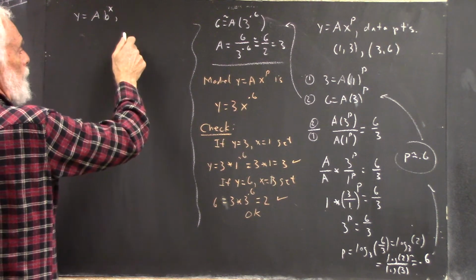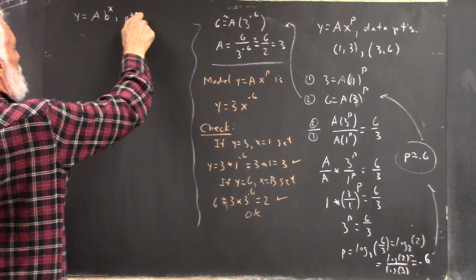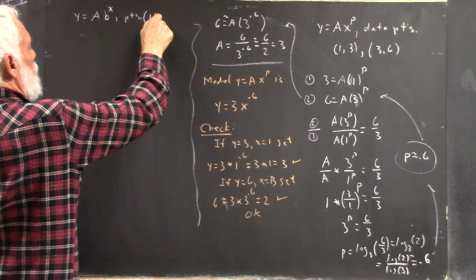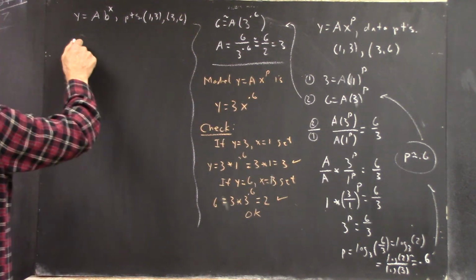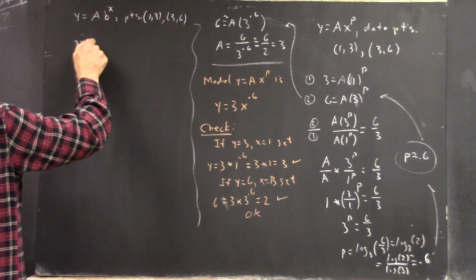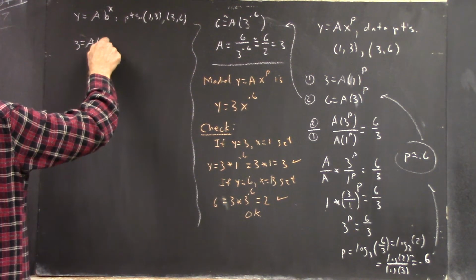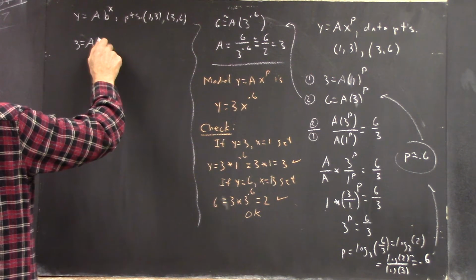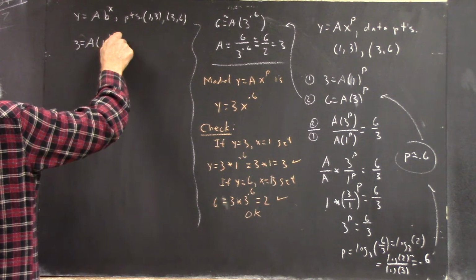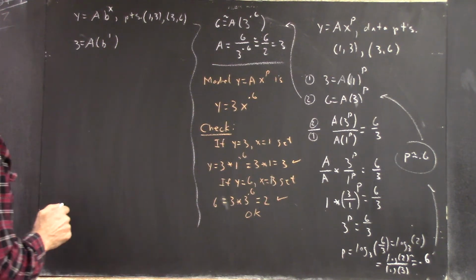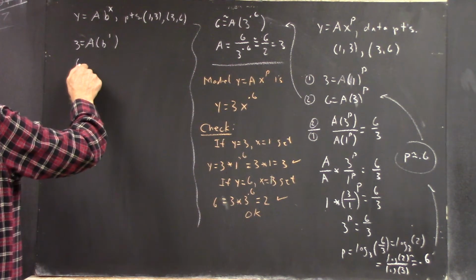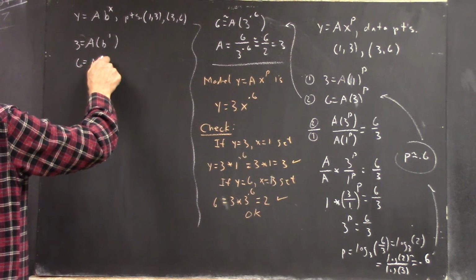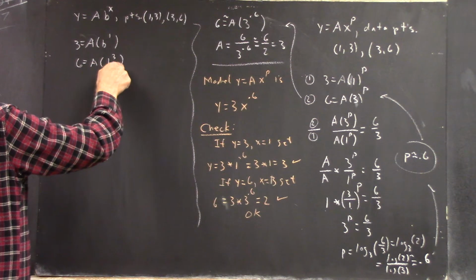Now, y equals a b to the x with the same points, (1, 3) and (3, 6), gives us 3 equals a times b to the 1, and 6 equals a times b to the 3rd.